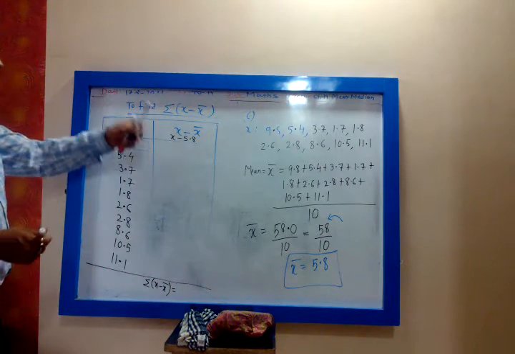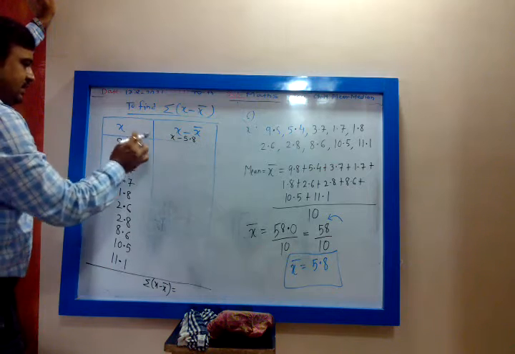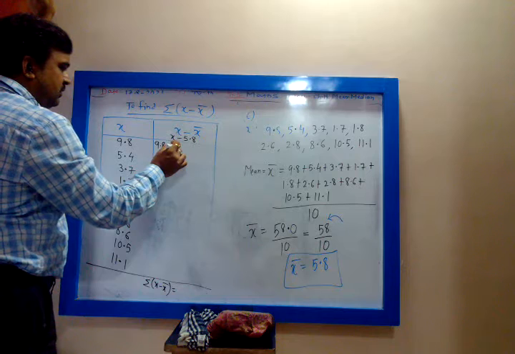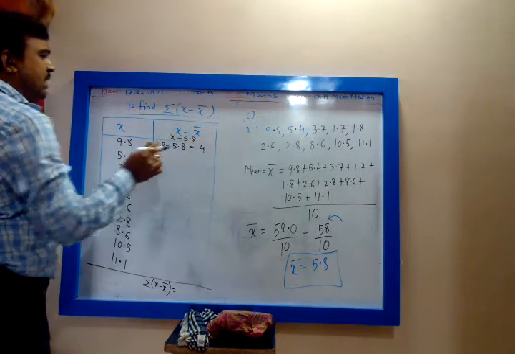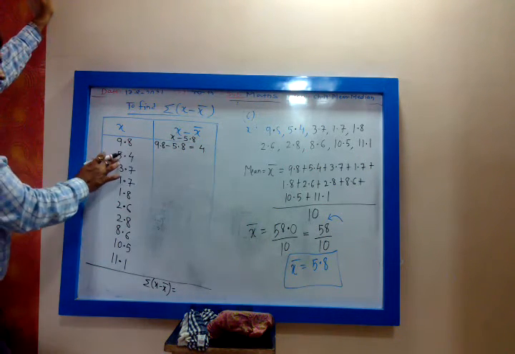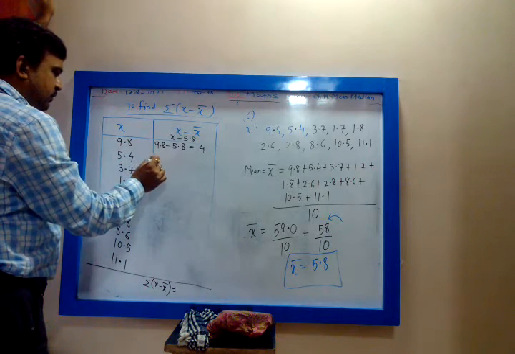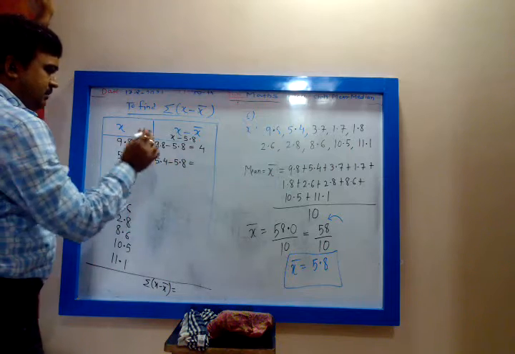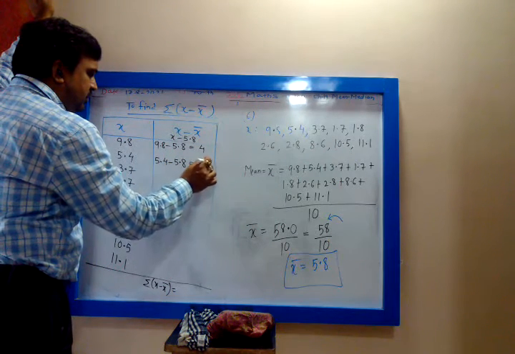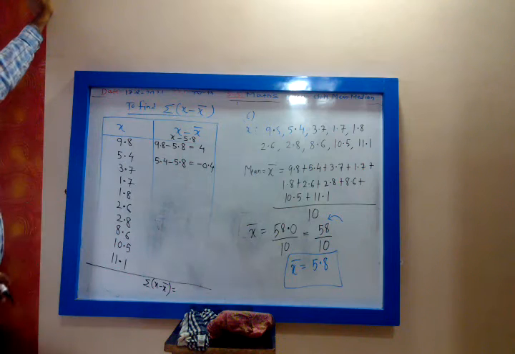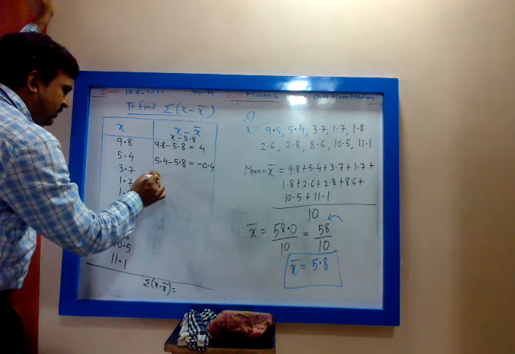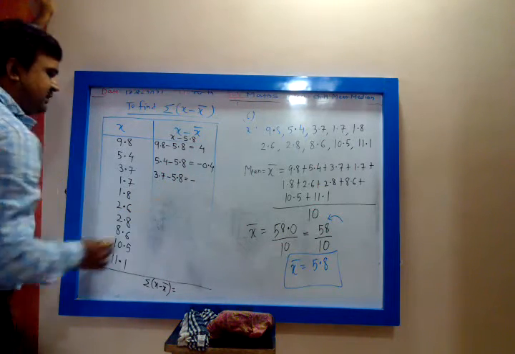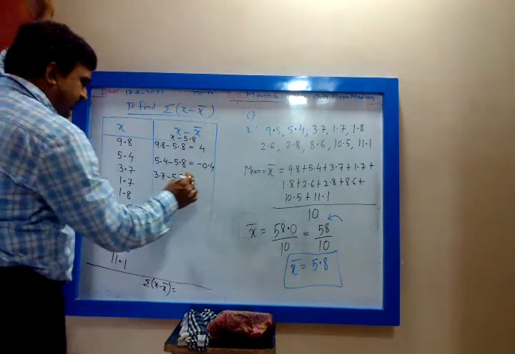First it is x minus 5.8. So replace x by 9.8. So 9.8 minus 5.8. What is the answer? 4. The answer is 4. Next value of x is 5.4. 5.4 minus 5.8. The answer will be negative, minus 0.4, because 5.8 is the bigger number. Next is 3.7 minus 5.8. Again the answer will be negative, minus 2.1.